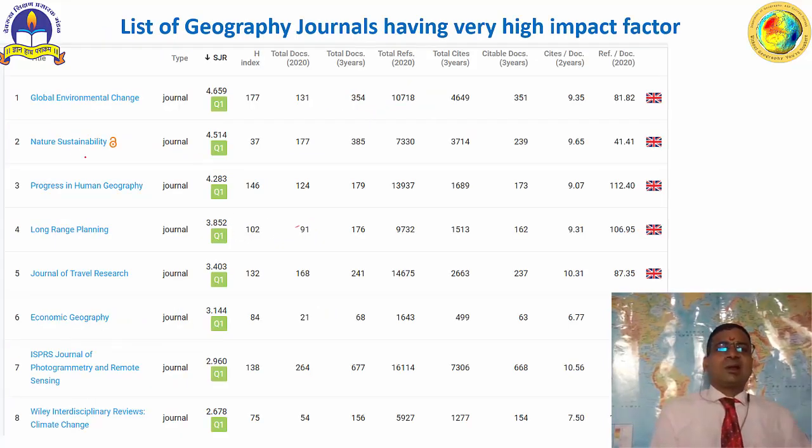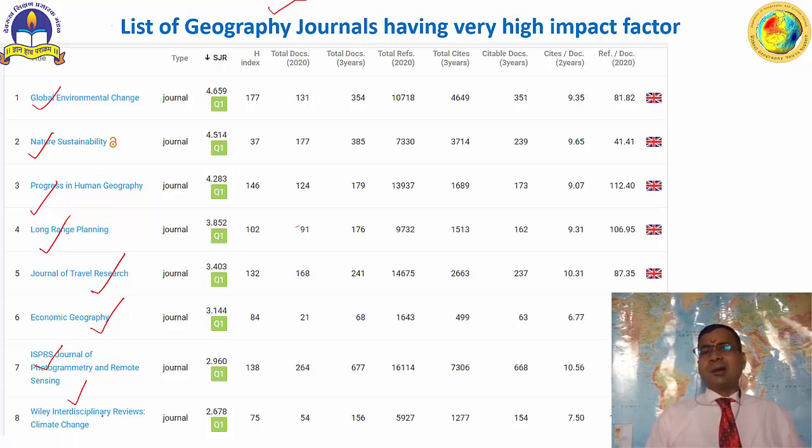We have already discussed the same, that is, if we talk about the journals having very high impact factor in the field of geography, at that time Global Environmental Change is at the first rank, then Nature Sustainability, followed by Progress in Human Geography, Long Range Planning, Journal of Travel Research, Economic Geography, then ISPRS Journal of Photogrammetry and Remote Sensing, and Wiley Interdisciplinary Reviews: Climate Change.